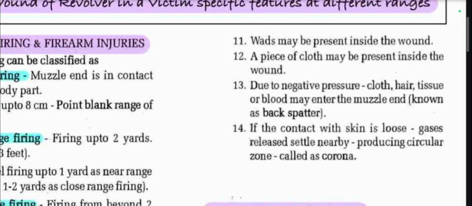Few more points. Wads may be present inside the wound. A piece of cloth may be present inside the wound. Due to negative pressure, cloth, hair, tissue or blood may enter the muzzle end, and that is known as back spatter. This is important Viva question. What is back spatter? Due to the negative pressure, cloth, hair, tissue or blood may enter the muzzle end.